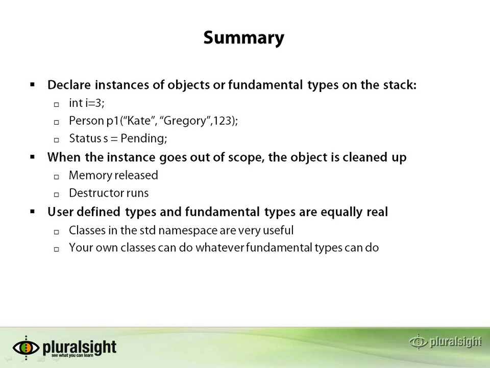You know, both user-defined types, person, tweeter, or string, which while it wasn't defined by me as a user, was defined by a user and not by the language itself. And the fundamental types like int and double and bool, they're all just as real as each other, and they can be used in the same ways. They can be initialized, they go in and out of scope, they have their lifetimes managed. There's no special distinction that says, but when it's a user-defined type, you have to create it this way. You create them the same way, and they live the same kind of lives. Your classes can do whatever fundamental types can do.